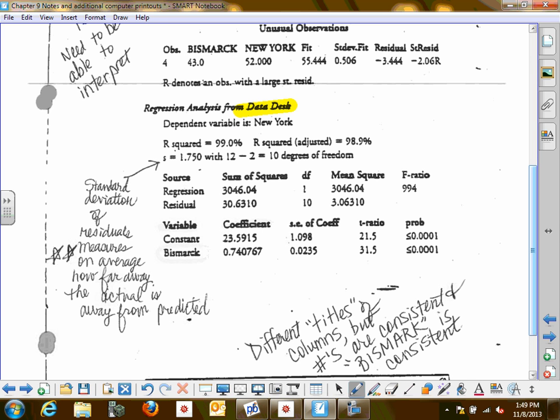All right, so here's Data Desk. Let's find our information. First, they tell us that the dependent variable is New York, so there we go. That's nice. Look down here. Here is our y-intercept and slope. This right here is the standard deviation of the slope. And here is the standard deviation of the residuals, and then here's your r squared. So you can filter through the rest of the information that you do not need.